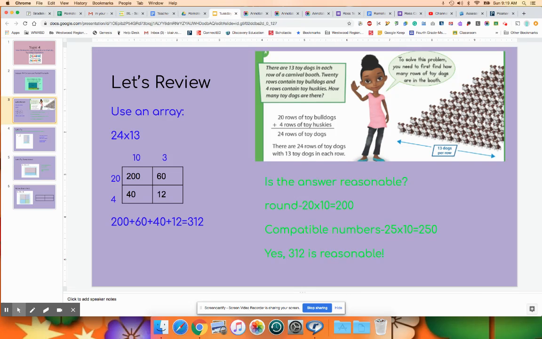They're also going to ask you today to think about if something is reasonable, right? Does your product make sense? And so here you can use your rules of rounding. And if you think back to compatible numbers, that was something that we touched on. Compatible numbers generally in 4th grade is going to be something like 25 or 50. So let's take it here. If I were to round 24, it rounds to 20. If I were going to round 13, it rounds to 10. And if I multiply them, I get 200.